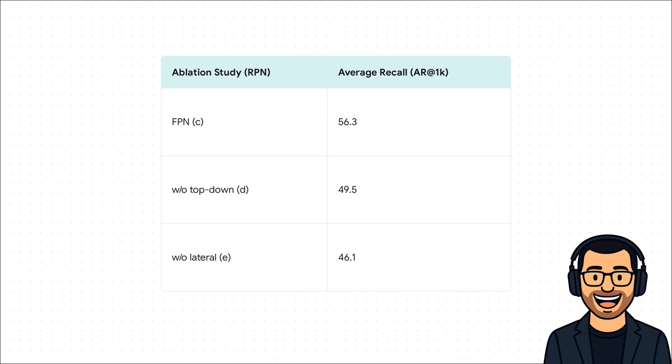Now look what happens when you take away the top-down pathway, or you take away those lateral connections. The performance just tanks, it completely plummets. This is the proof. It shows that both of those components are absolutely critical to making this whole pyramid idea work. You need both. You need the semantic info from above and the localization info from below.